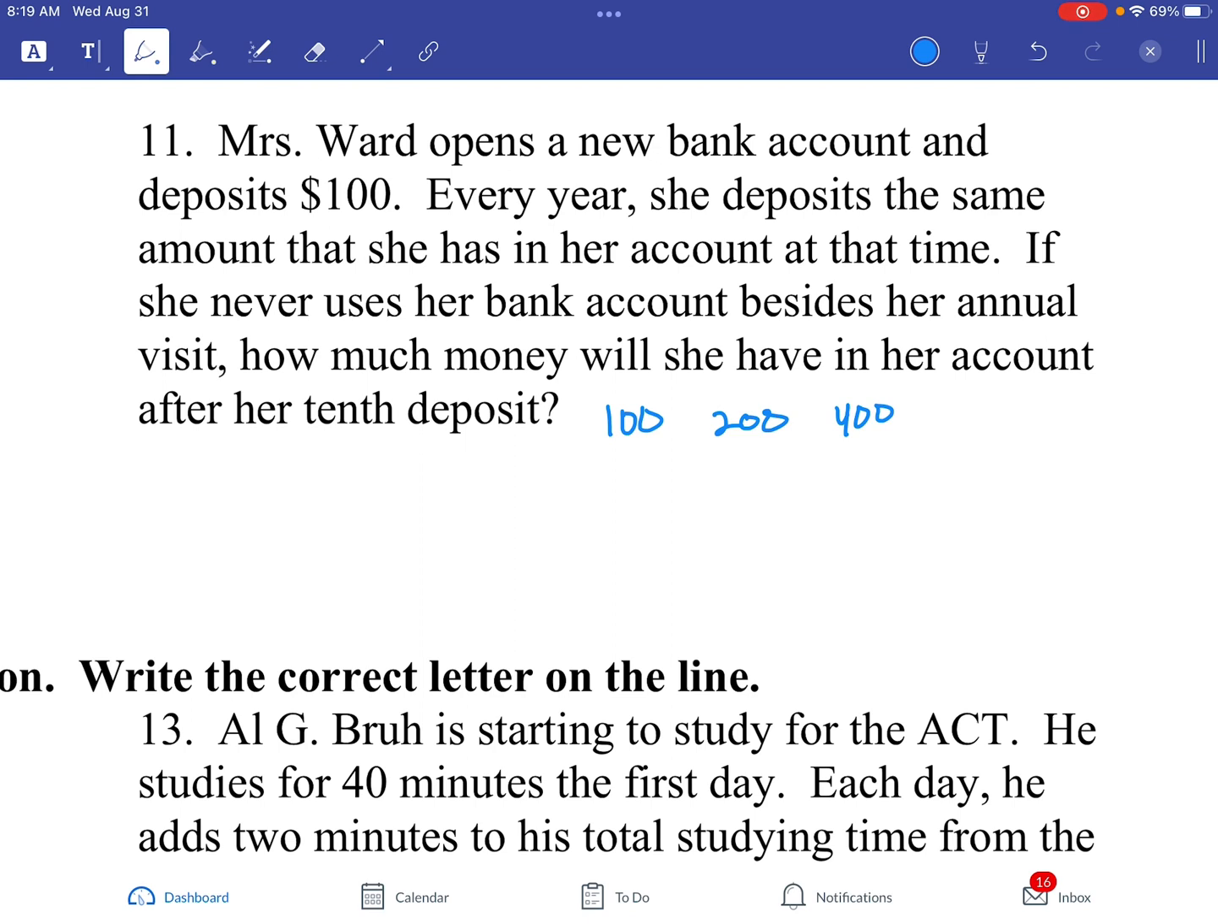Okay, so you could technically just keep multiplying out and find the 10 terms, or you could use the explicit formula. Start out with 100, multiply it by 2 to the 10 minus 1. So we have 2 to the 9th times 100 gives you 51200.